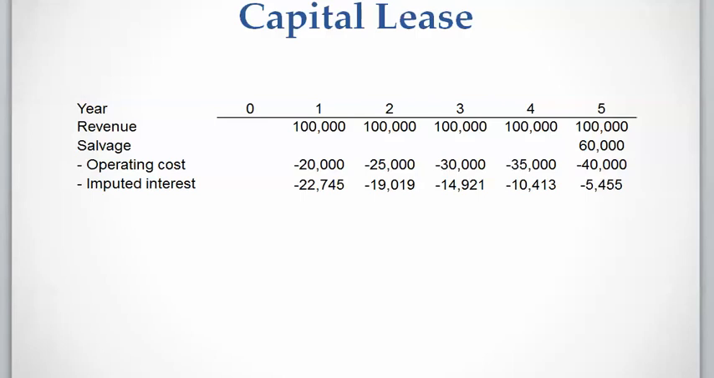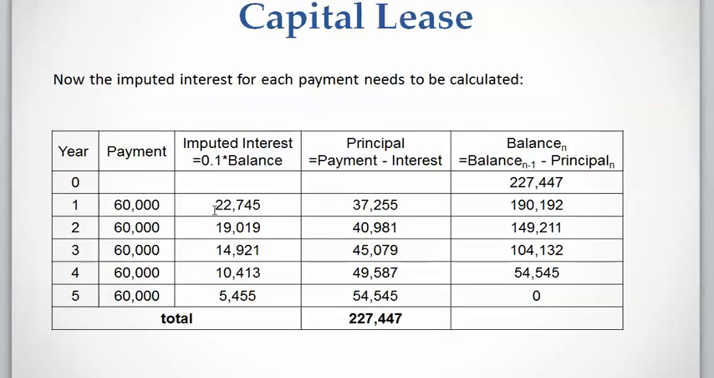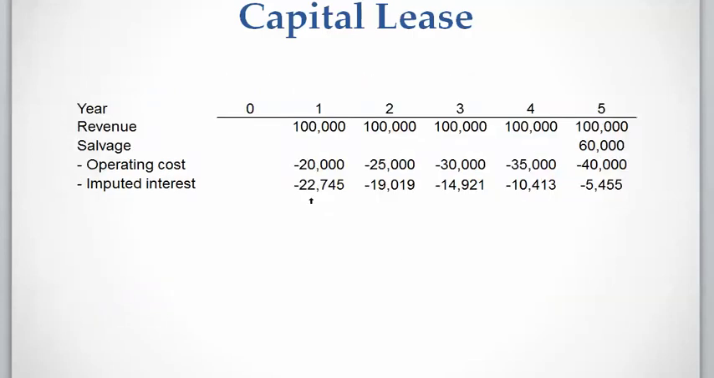The interest. These interest portions are the ones that we calculated in this table. These are the interest portions of these lease payments of $60,000. These are deductible from revenue as tax deductions. So going back to the table, these are the interest portions of the $60,000 of lease payments that we have.